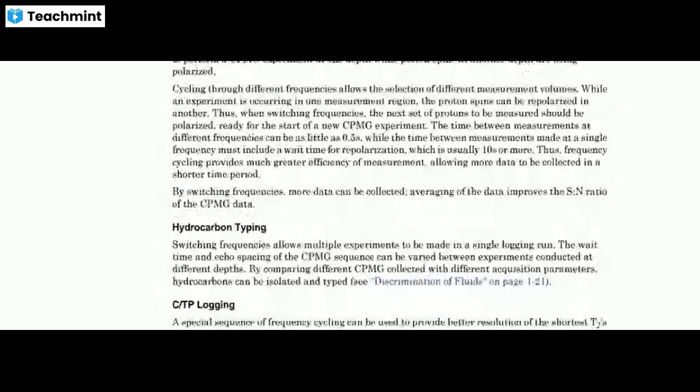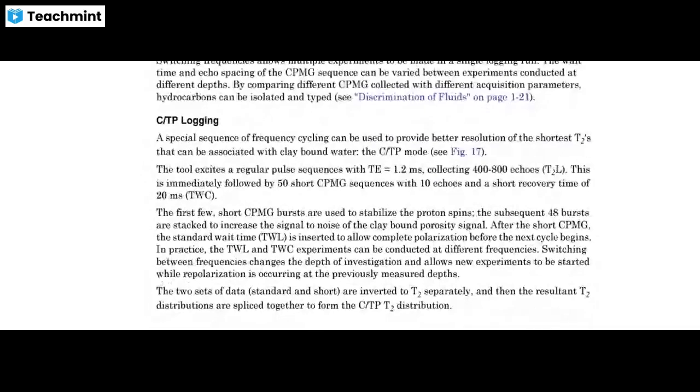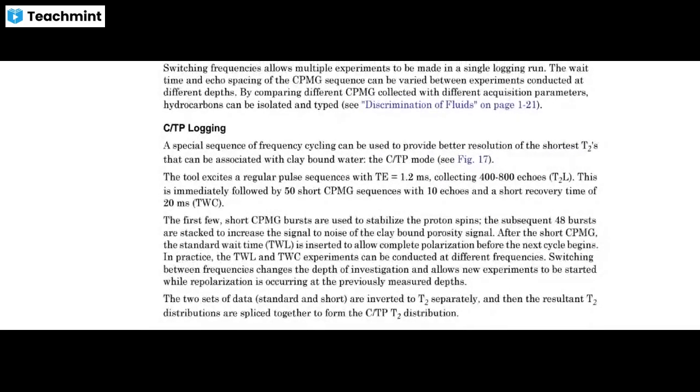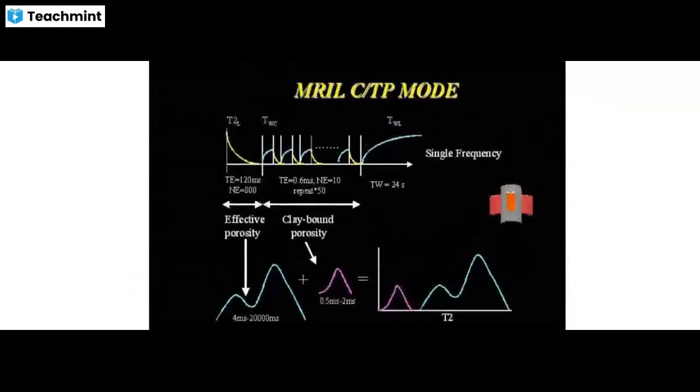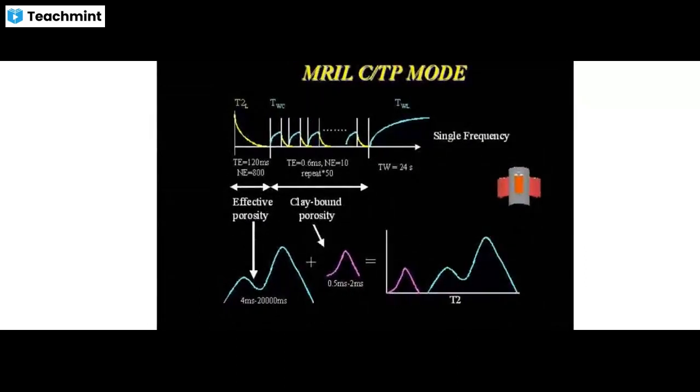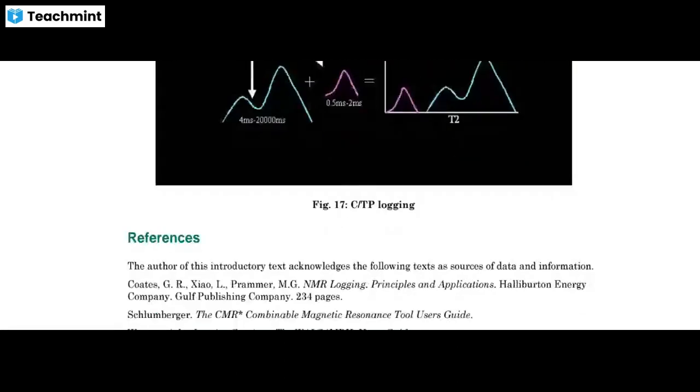Then hydrocarbon typing, C by TP logging, that is sequential frequency using frequency cycling, provides better resolution. Then hydrocarbon typing: switching the frequency allows multiple experiments to be made with a single logging run. Then this is C by TP logging. You can see here MRIL CTP mode.